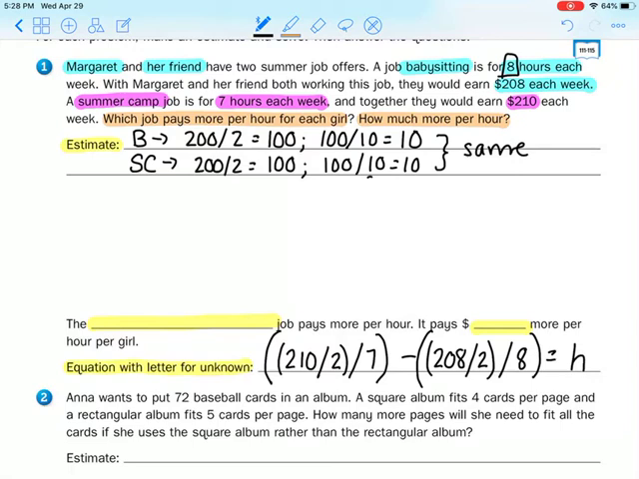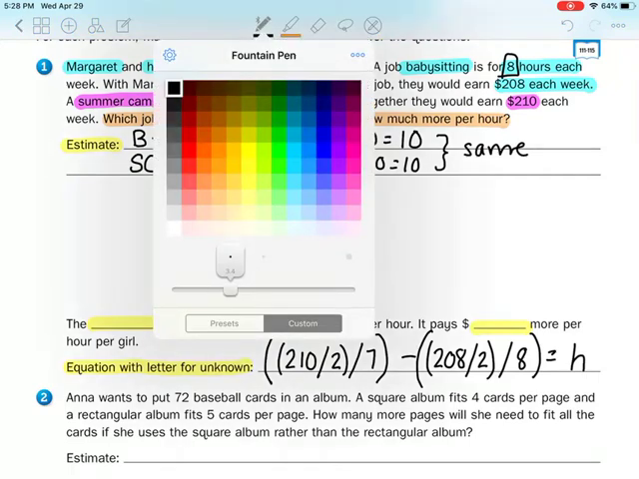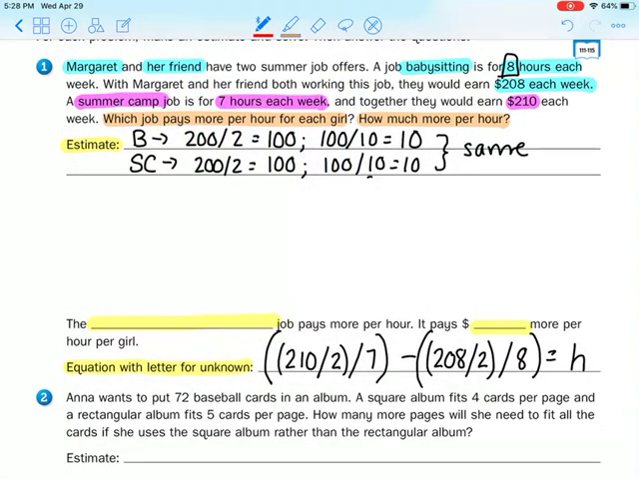So now we're going to solve this. Again, it's multi-step. So I'm going to use two different colors to help separate babysitting versus summer camp. I'm going to split my work right here. I would recommend using a separate sheet of paper. So here is summer camp.